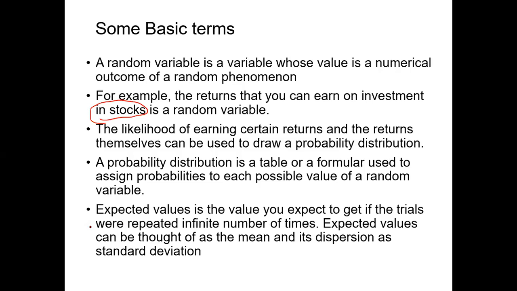Now, when we talk about expected values, it is the value that you expect to get if the trials were repeated an infinite number of times. So if the investment you make is repeated an infinite number of times, the value you expect to get is what we call the expected value. In essence, the expected value can be thought of as the mean, and the dispersion can be thought of as the standard deviation.